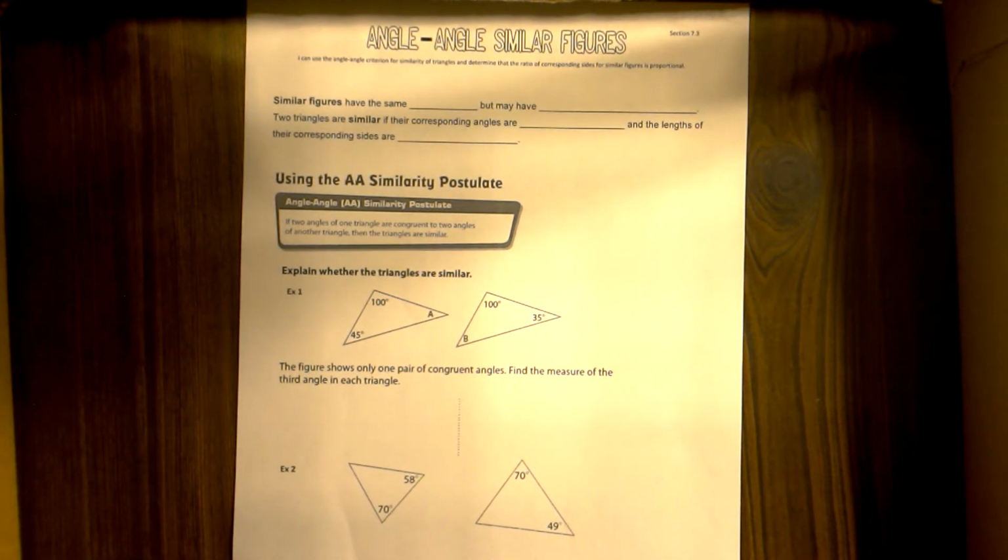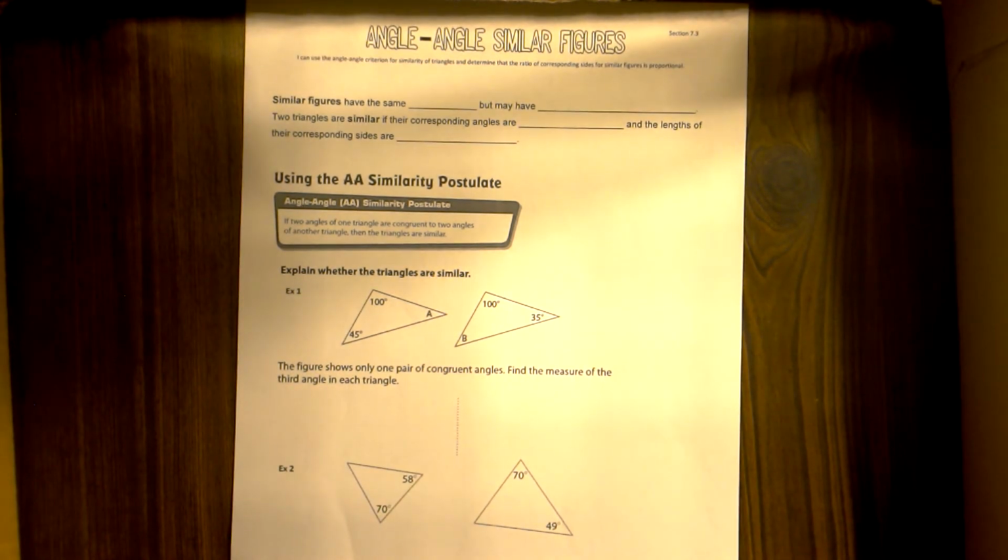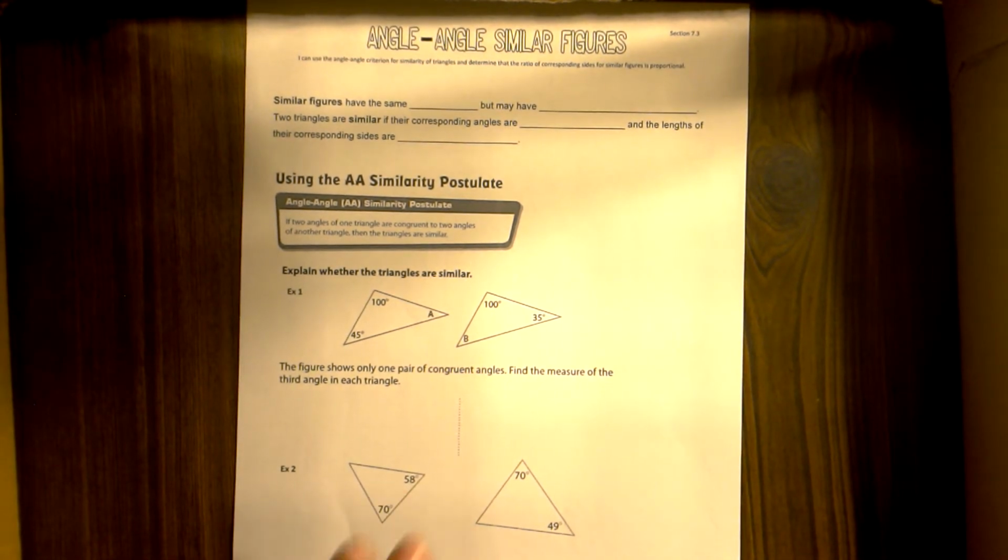Hello, ladies and gentlemen. Today we are talking about angle similar figures. What angle similar figures is talking about is triangles: if two of the angles in a triangle are the same, then those triangles are similar figures.